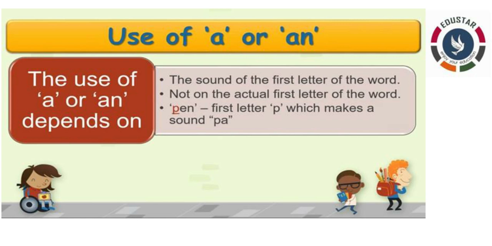Use of a or an. The use of a or an depends on the sound of the first letter of the word, not on the actual letter of the word. So what you want to do is just hear the sound of the word, don't see the actual letter of the word. So children, it depends on the sound.